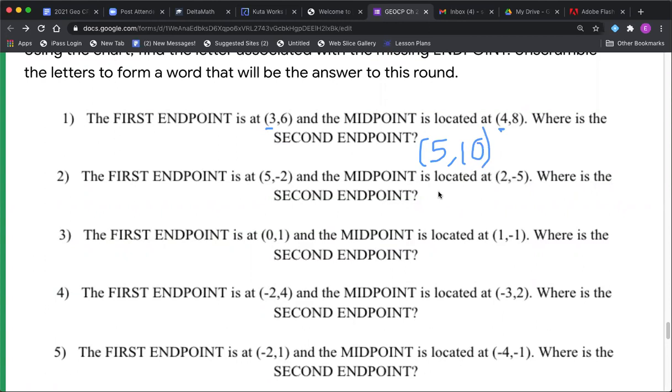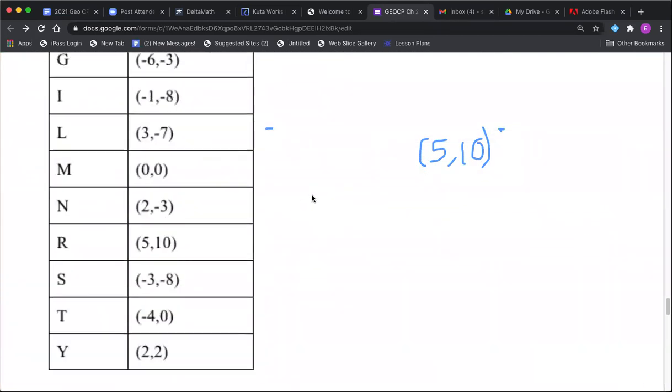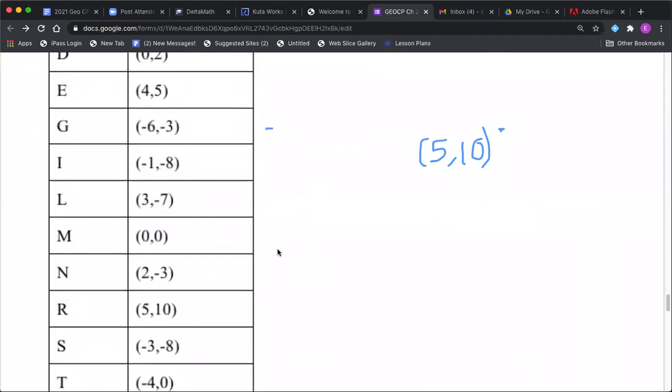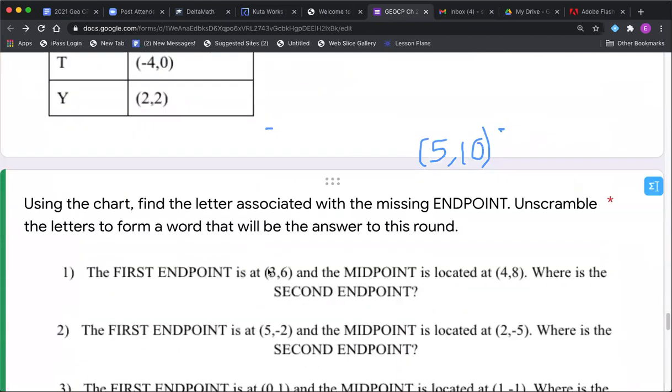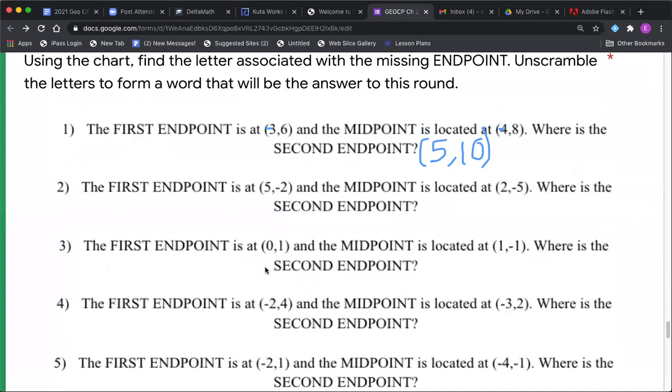And then I just have to look over at the side, or up at the chart, and hopefully there's a letter that corresponds to (5, 10). Let's see. Did I pass it? Oh, yeah, there it is right there. R. R is my first letter. Yay! Okay, so I'm going to keep a list over on the side here. So R was my first one.